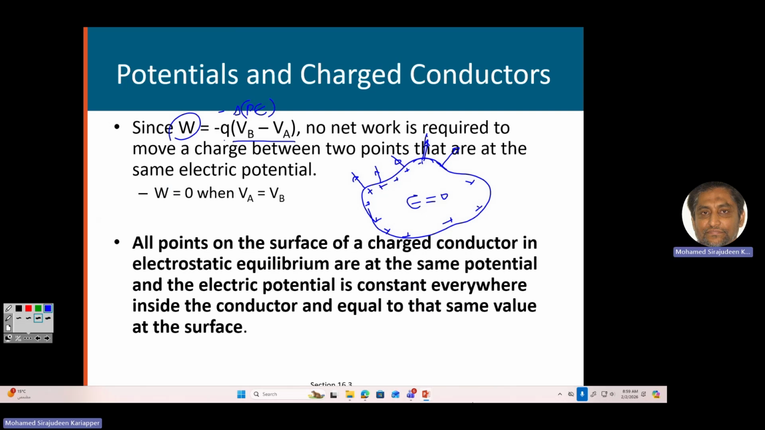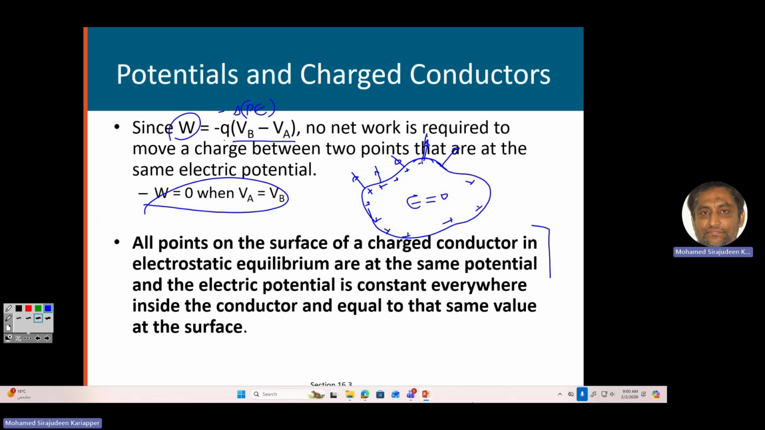So just remember this. When you have 2 points, A and B, and the potential at A is equal to the potential at B, then you don't need net work. Maybe sometimes you'll be doing positive work, sometimes negative work, but the net work will be 0 when you bring the charge from A to B.